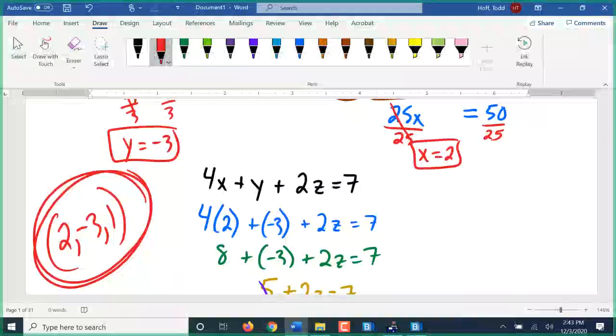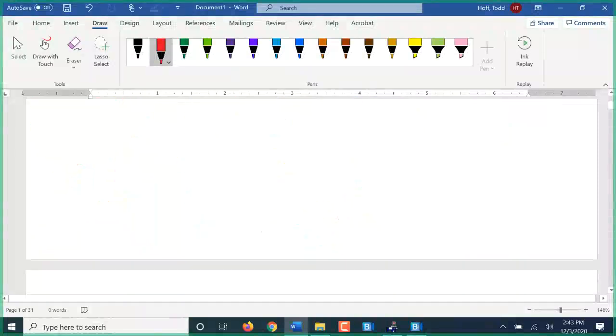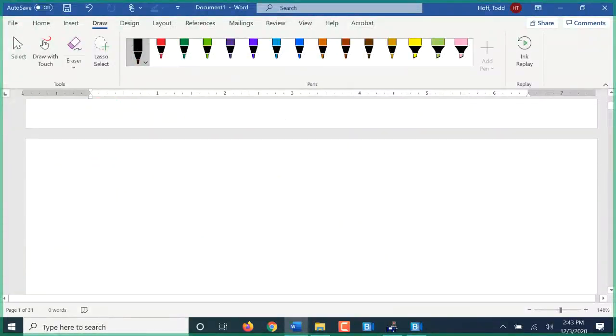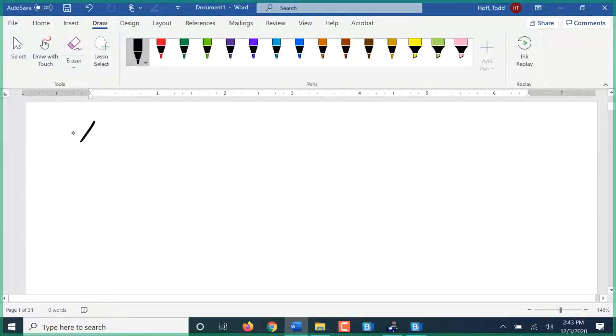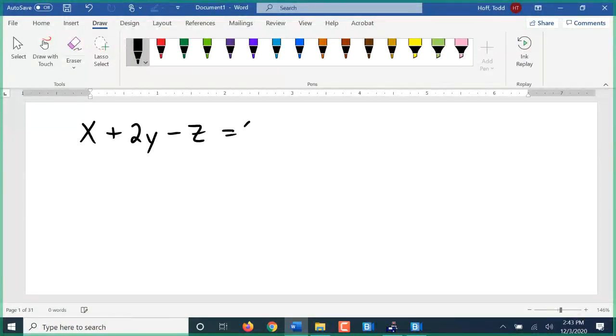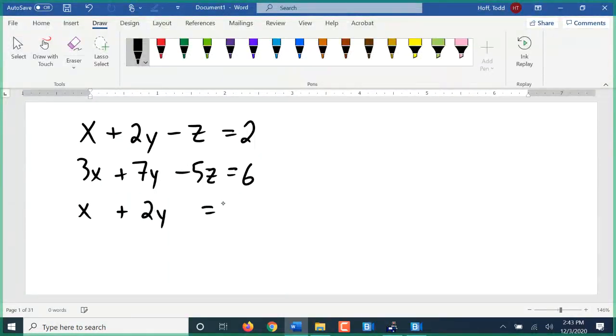Not so bad. Well, what happens when we hit one like number 6? x plus 2y minus z equals 2. 3x plus 7y minus 5z equals 6. x plus 2y equals 3. We can see in the third equation, I'll label them A, B, and C again, in equation C there isn't a z variable there.